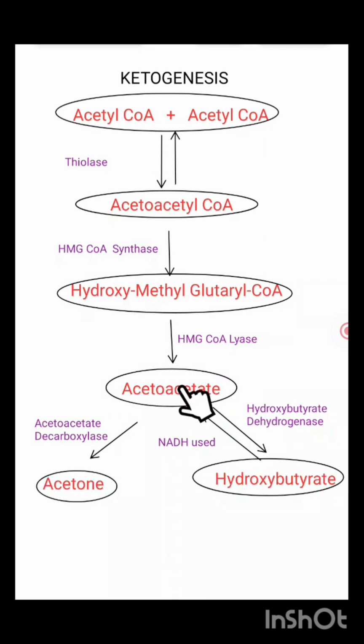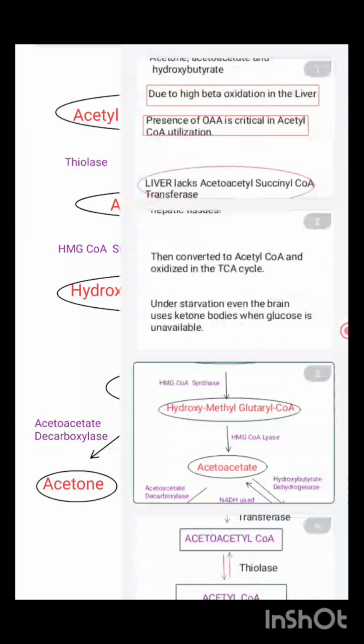And then from acetoacetate, you can generate your acetone via acetoacetate decarboxylase reaction. So you remove one carbon atom from acetoacetate, you produce this ketone body, which is acetone. And then there's a reversible reaction which makes use of NADH here. With the help of the enzyme hydroxybutyrate dehydrogenase, you produce hydroxybutyrate.